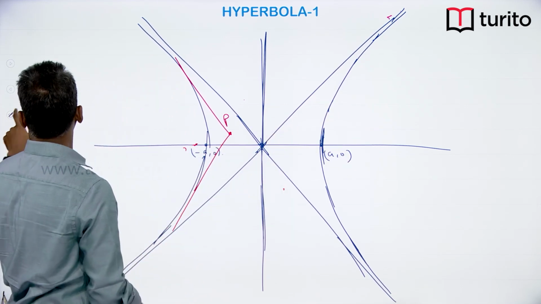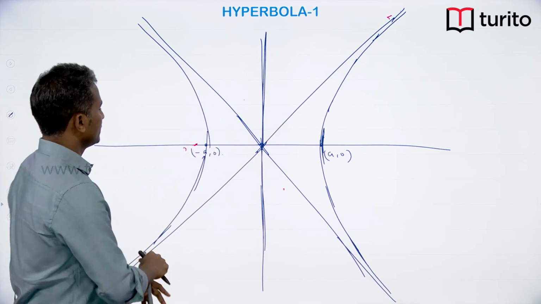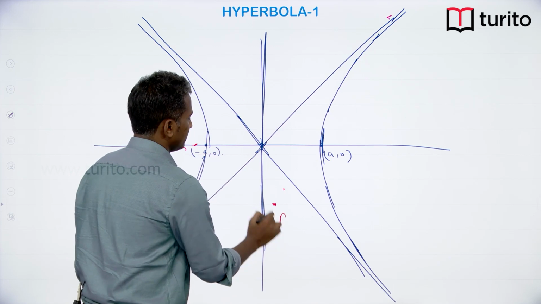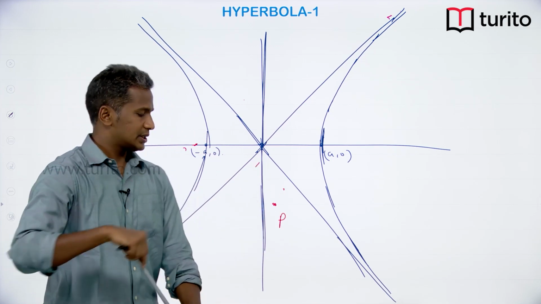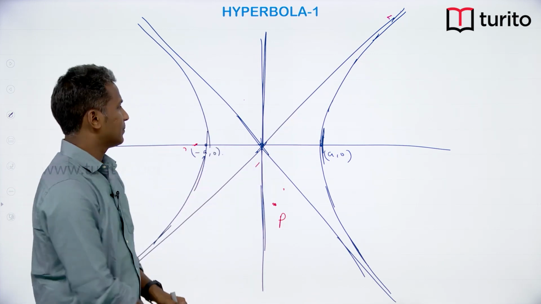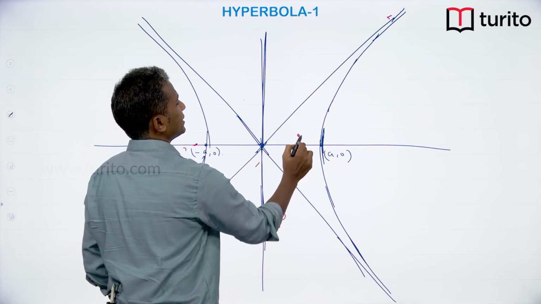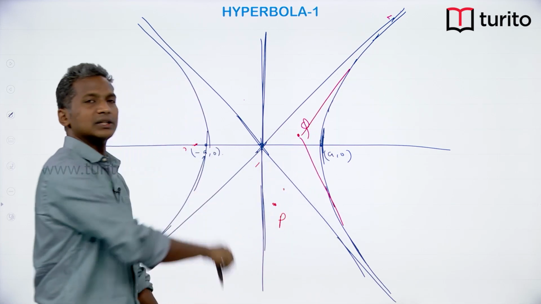Now, similarly let me take another region. So, from any point here, that means from this region we can draw two tangents, one to this branch and one to this branch, that we have understood. Similarly, from this region we can draw tangents to only this branch, not to the other branch.